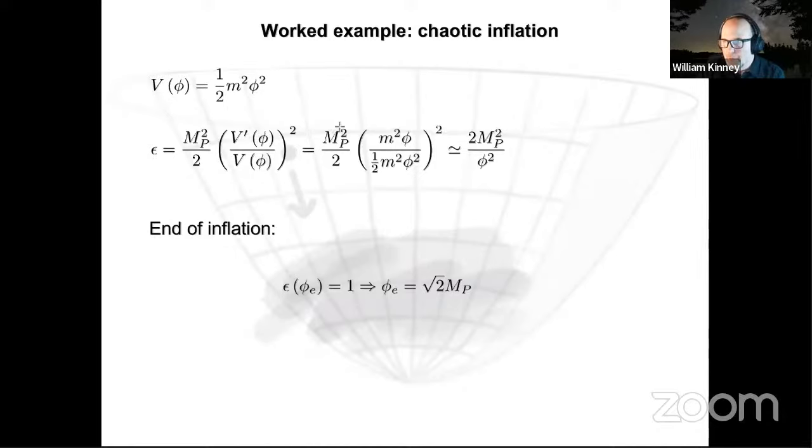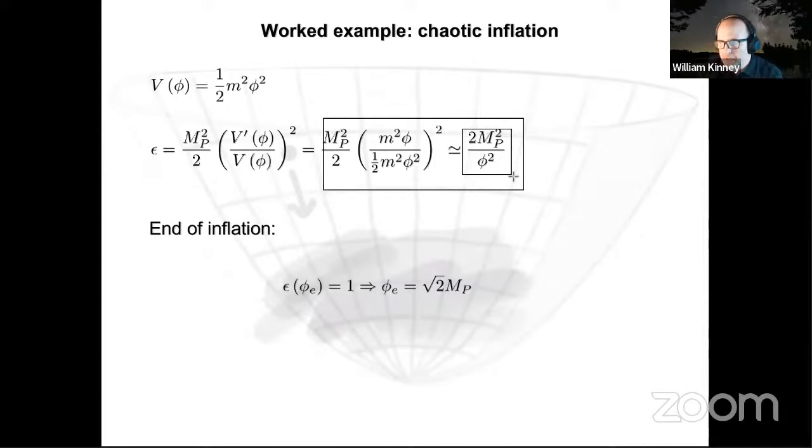So all we do is take V prime over V, squared. So we work this out. And it turns out that the parameter epsilon, this equation of state parameter that governs the inflationary behavior, is just given by the Planck mass squared divided by phi squared. By the way, I am using the reduced Planck mass throughout in these lectures, right? So this is the regular Planck mass divided by the square root of 8 pi.